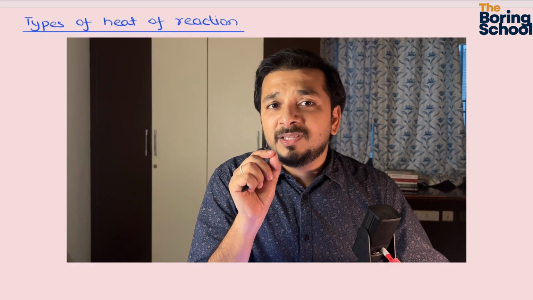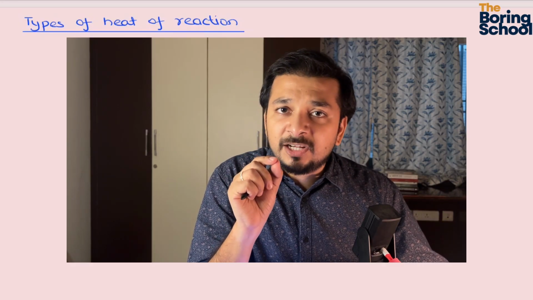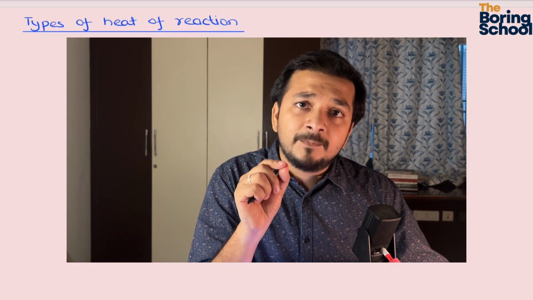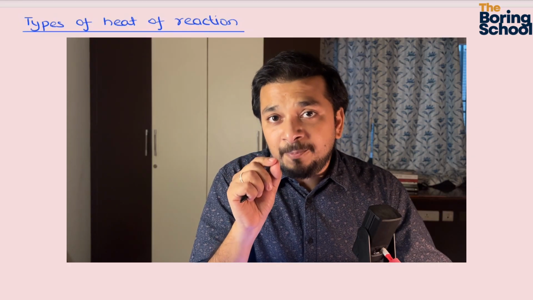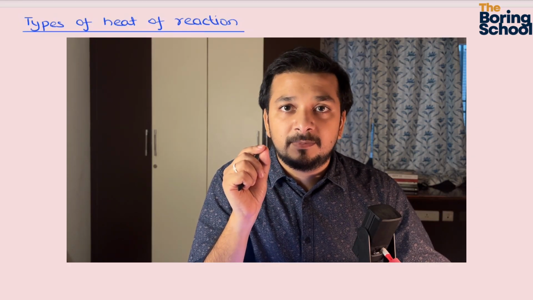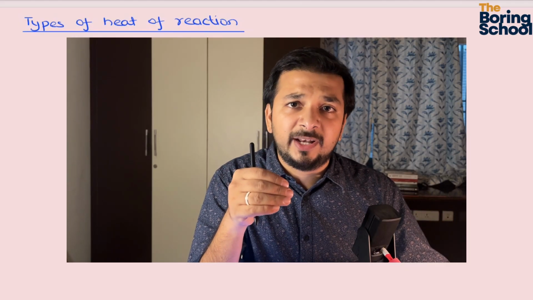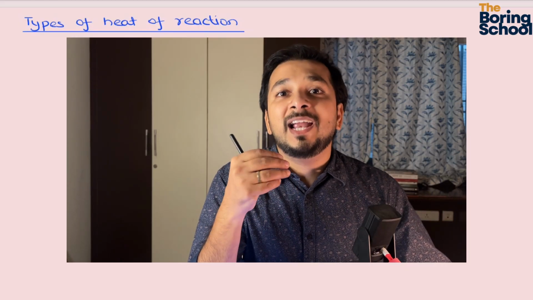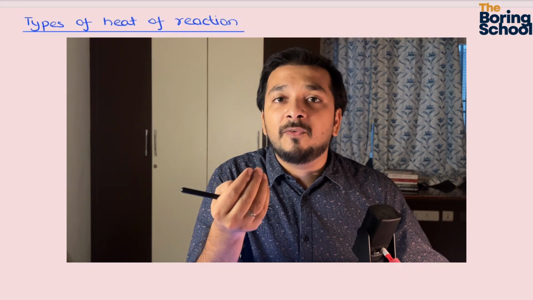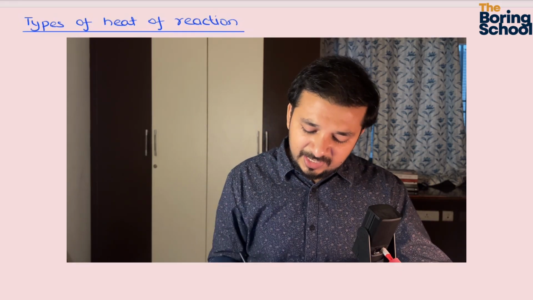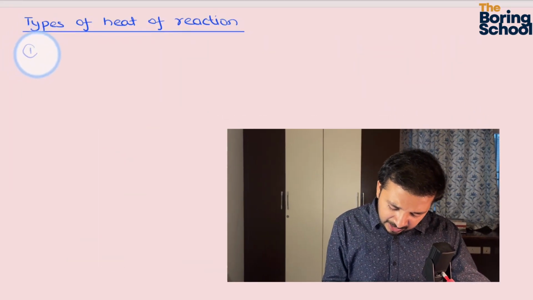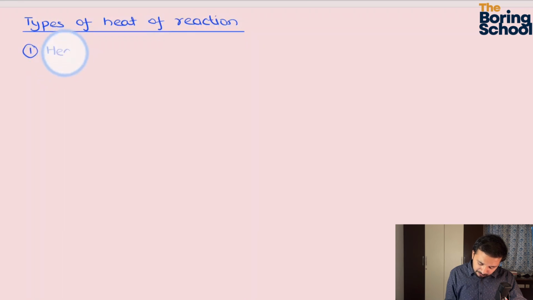Let's say we have a formation reaction, then that heat will be known as heat of formation. Which means the name of the heat of reaction depends on the name of the reaction. Is it clear? It should be very clear, because all the heats we have to define now will be based on the names of those reactions. So let's start our discussion with the first type, which is heat of formation.